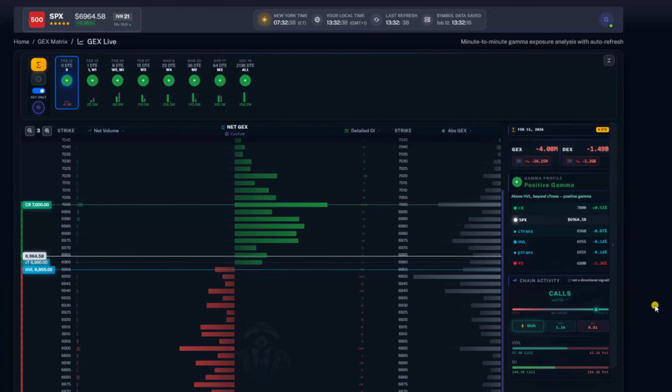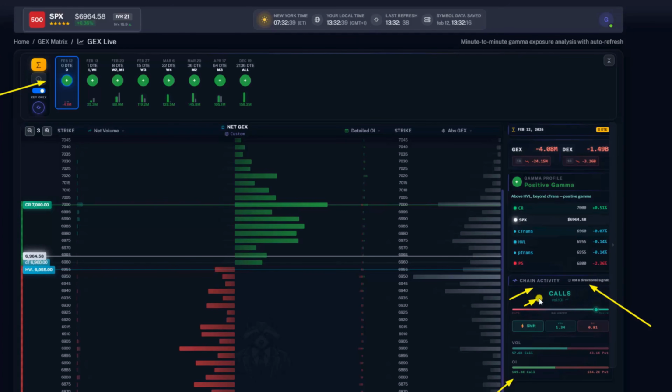On the bottom of the panel, you will see the chain activity, which shows you different kinds of metrics based on the option chain for that selected expiration. Here you can see if the volume is higher than the open interest for calls or puts, and the call volume and the call open interest is also compared to the put volume and put open interest. So these are metrics that you can track during the day in terms of the open interest and volume change from the underlying. But this is also important, not a directional signal.